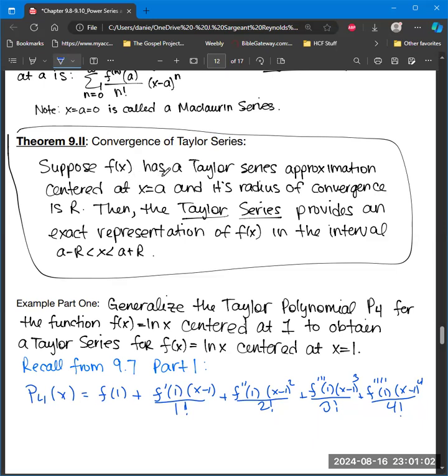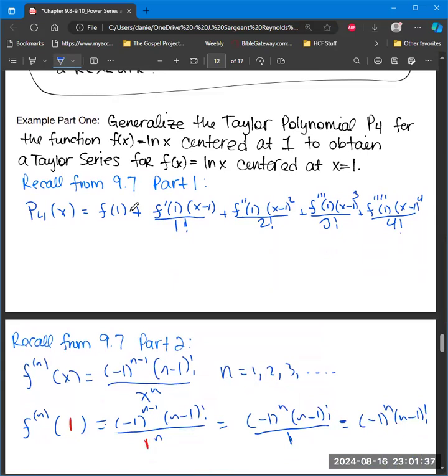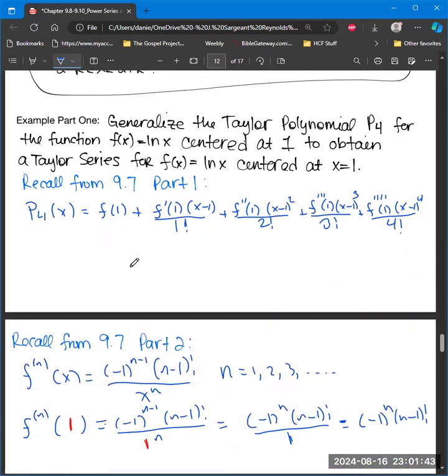So suppose f of x has a Taylor series approximation centered at x equals a, and its radius of convergence is r, then the Taylor series provides an exact representation of f of x in the interval a minus r less than x less than a plus r. Fun fact here, if you get a radius of convergence of infinity, then your Taylor series approximation is not really an approximation, it's an exact representation of the function everywhere from negative infinity to infinity. The whole curve is going to get traced with this Taylor polynomial, this Taylor series, we're going to call it.